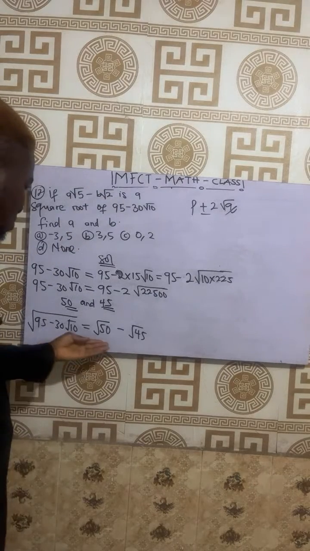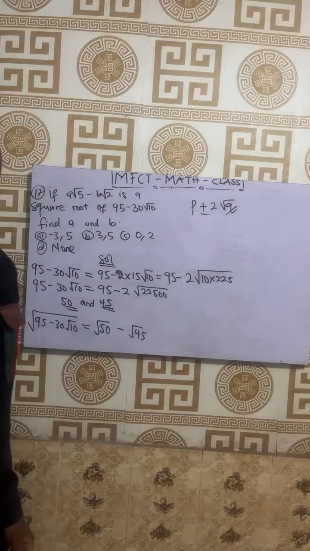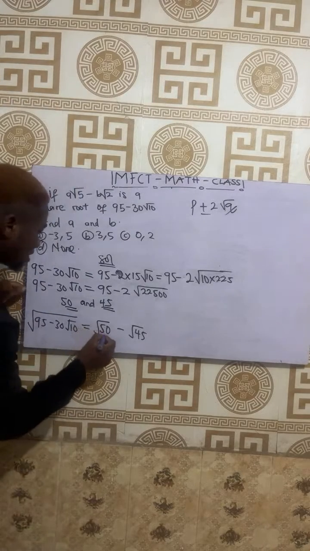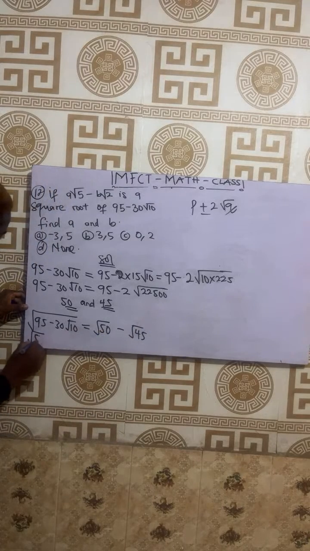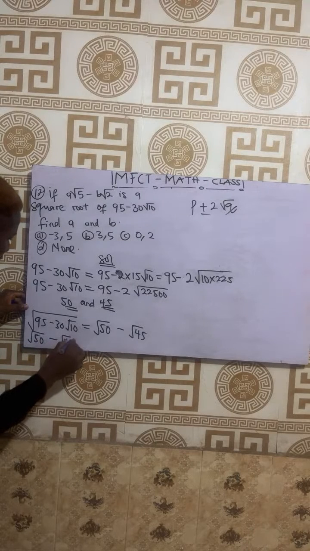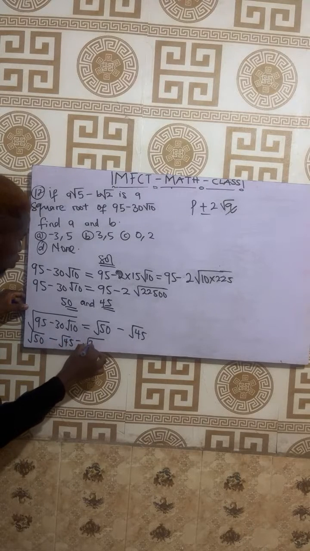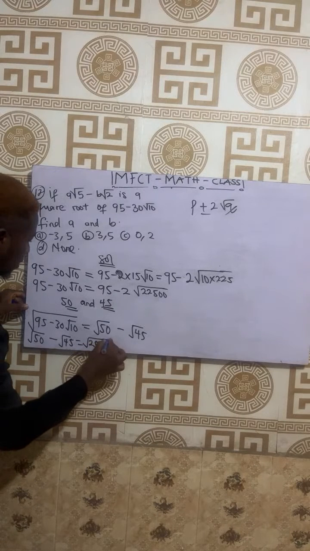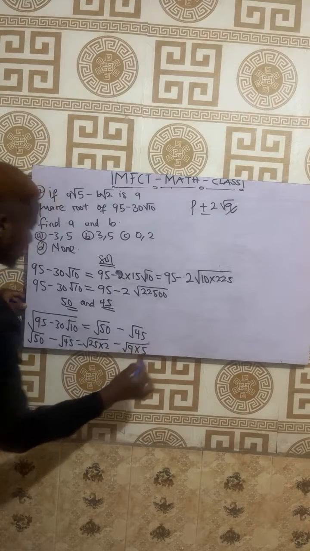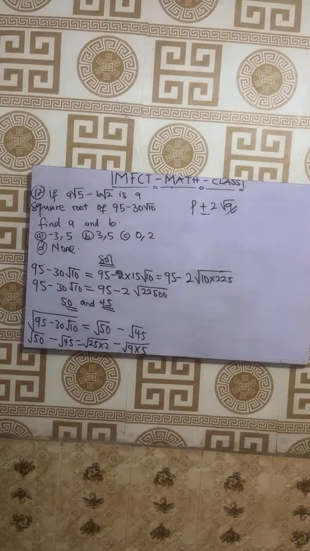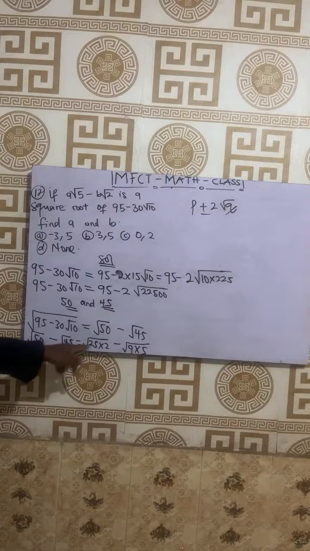So guys, at this point, what am I going to do now? What I'm going to do is this. I'm going to simplify root 50 minus root 45. I'm going to simplify it as root 25 times 2 minus root 9 times 5. Guys, hope you are with me. You know 25 times 2 is 50. 9 times 5 is 45. So I break this 50 into this, 45 into this.